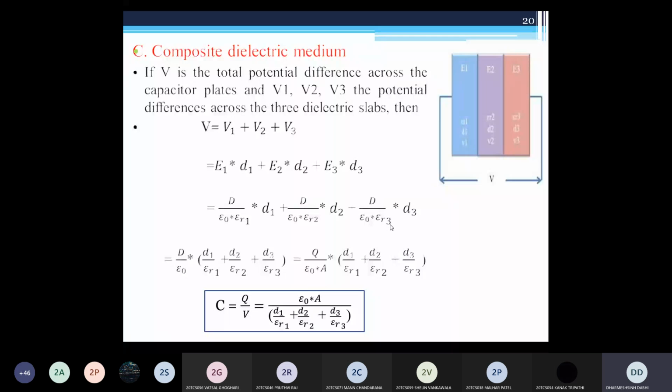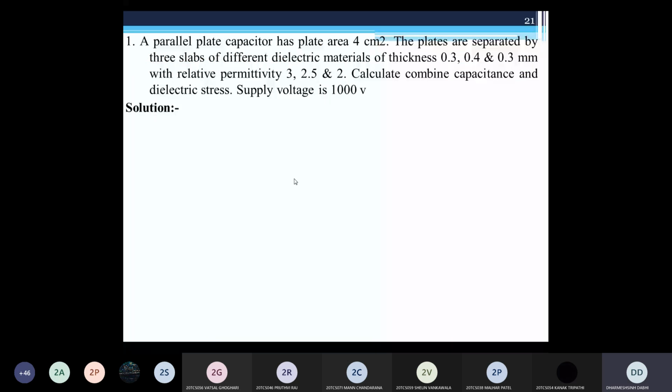Capacitance for different dielectric medium. What is the capacitance? Only for air. Then what is the capacitance for different dielectric material? Okay. So let's calculate one example so you can easily understand this.